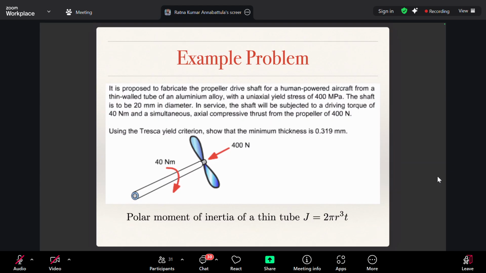Well, sir, this sigma equivalent which you are going to calculate, can we use the formula sigma x minus sigma y whole square divided by 2? Yeah, you can use that also. And then what I'll get, okay, let me try. Okay, fine.